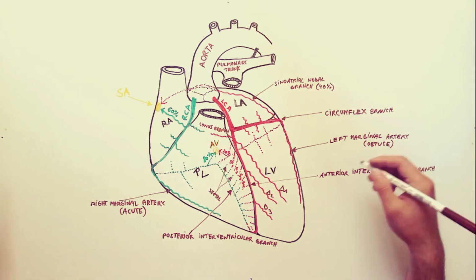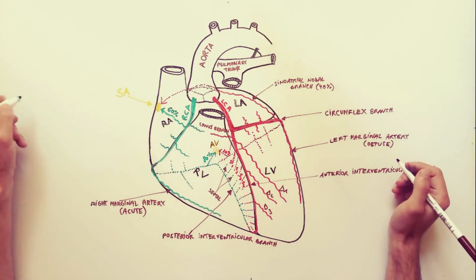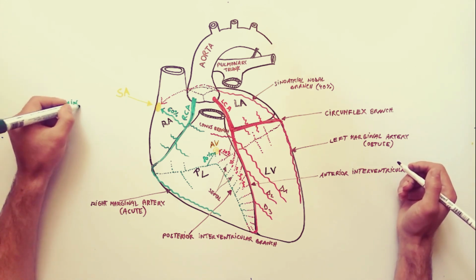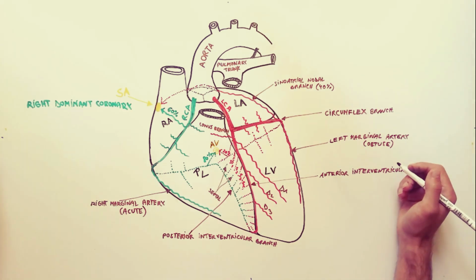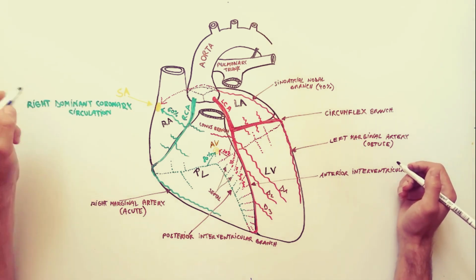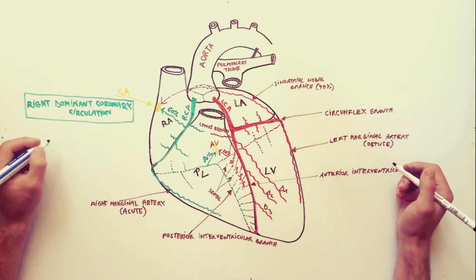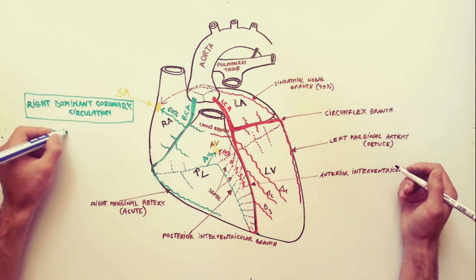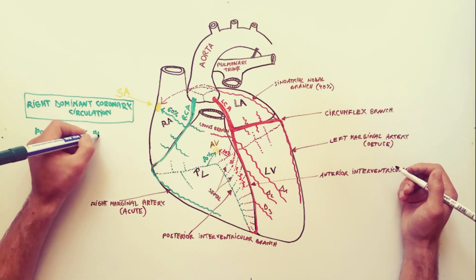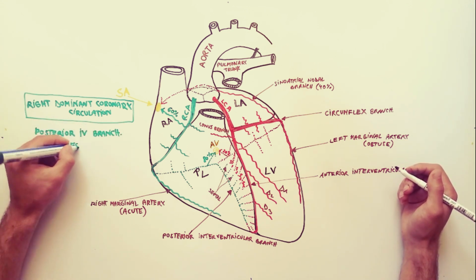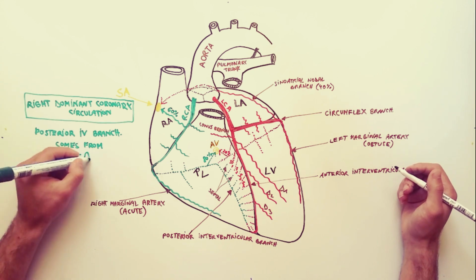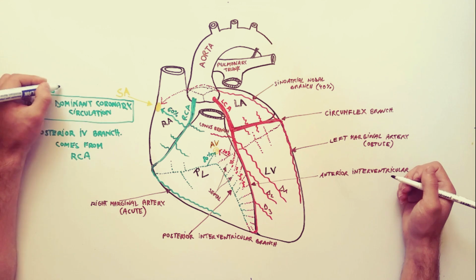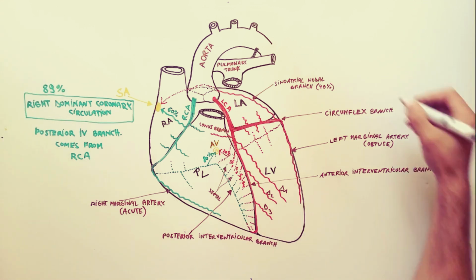To conclude this video, we will discuss the dominance in the coronary circulation. We will start with the much more common right dominant coronary circulation. We have a right dominant coronary circulation in the situation where the posterior interventricular branch, or the posterior interventricular artery, originates from the right coronary artery, like the case we have already discussed. This situation occurs in about 89% of the population.